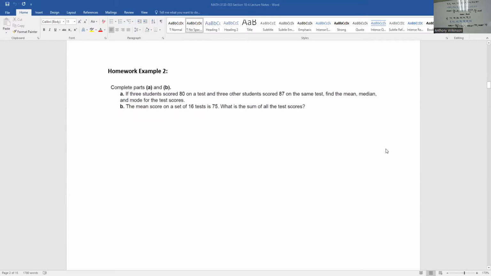All right, let's look at the second one right here. Here we're going to complete parts A and B. If 3 students score 80 on a test and 3 other students score 87 on the same test, find the mean, median, and mode for the test scores. And then in part B, the mean score on a set of 16 tests is 75. What is the sum of all the test scores?